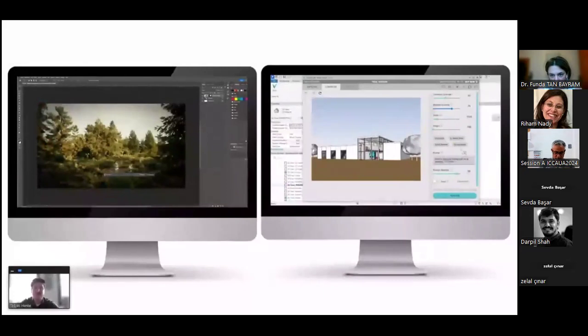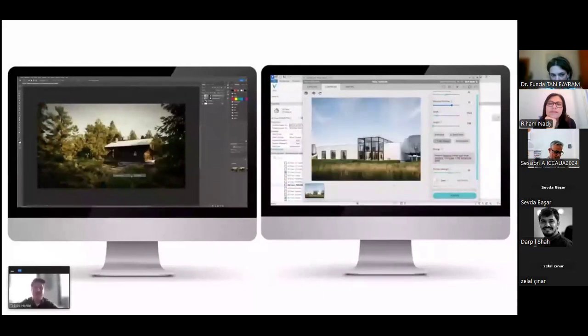In today's presentation, we use the results to identify where AI can be located and used in the architectural design process.